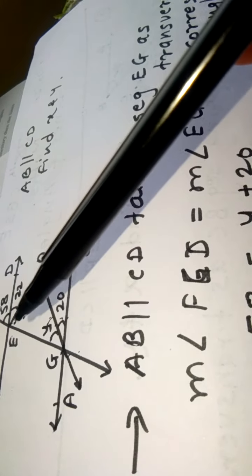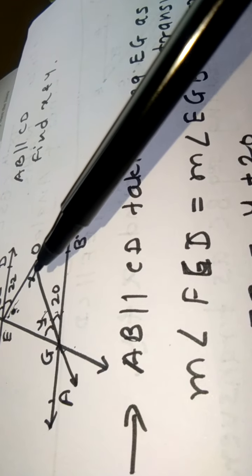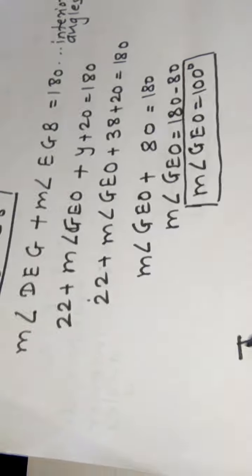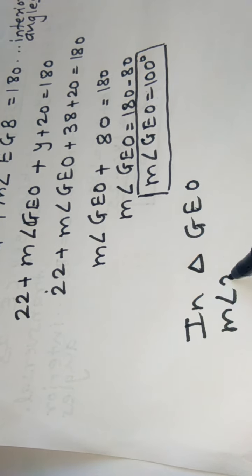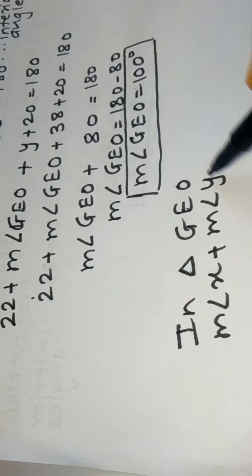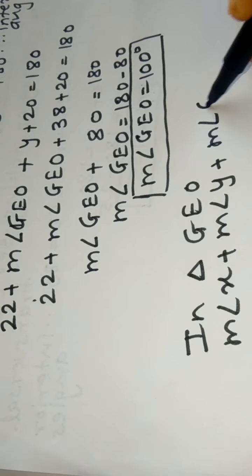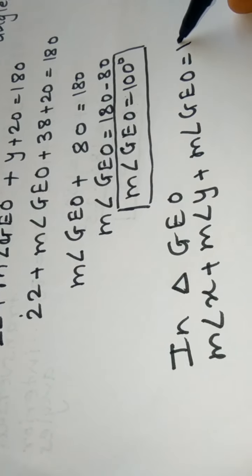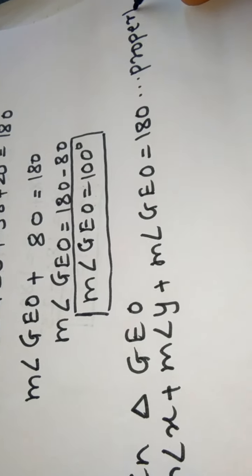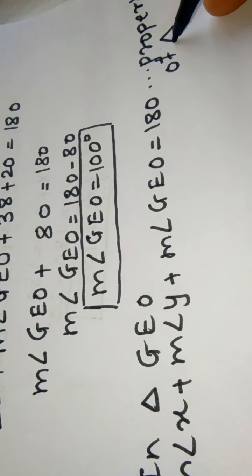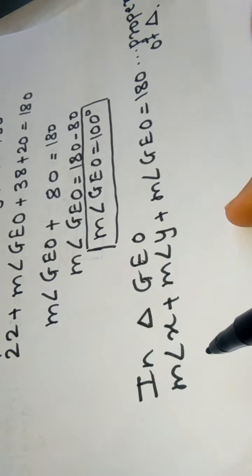Now consider the triangle. See the triangle. Which triangle? In triangle GEO, measure of angle X plus measure of angle Y plus measure of angle GEO is equal to 180 degrees. Why can we write this? This is the property of a triangle. Hence we can write this.